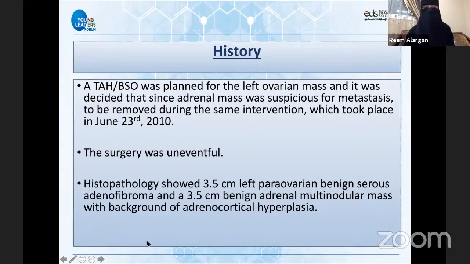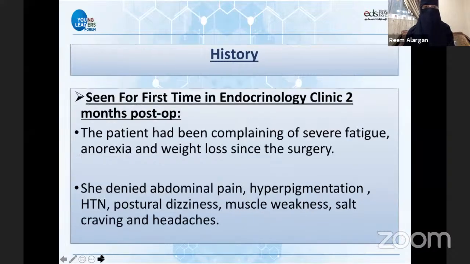The surgery was uneventful. And eventually the histopathology of both the ovarian mass and the adrenal mass came out benign. So the pathology of the adrenal mass was reported as a 3.5 centimeter benign adrenal multinodular mass with a background of adrenocortical hyperplasia. She was seen for the first time in the endocrine clinic 2 months postoperatively. At that time, the patient was complaining of severe fatigue, anorexia, and weight loss.